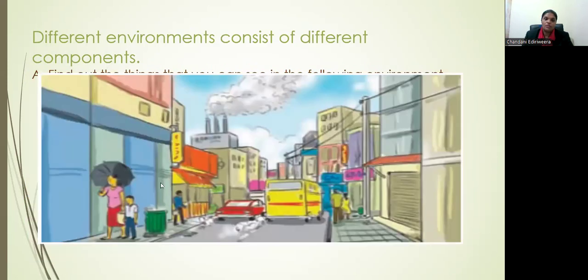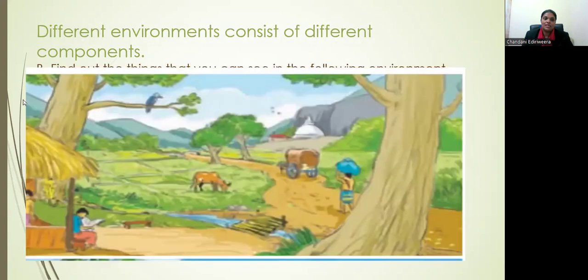Now look at these environments given in your textbook. In the first environment, you can see here a lady, a boy is there, a dustbin is there, some buildings are there, roads, the vehicles are there, like that the cars and buses are here. Right? So there are different types of components you can see. And when you go to the second diagram here, you can see some birds here, a man, a newspaper, a hut, cow, temple, a big rock is here, a cart, a bridge, stream, like that.